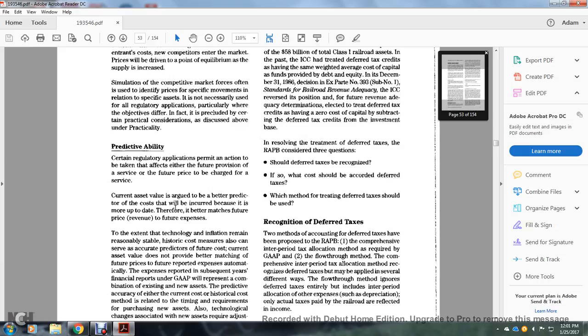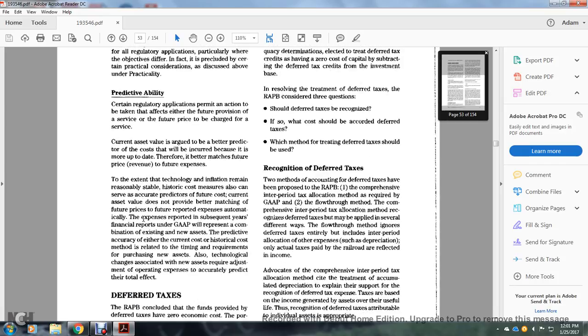Alright, predictive ability. Certain regulatory applications permit action to be taken on the effects of the future provision of the service and the future prices to be charged for the service. Current assets are argued to be a better prediction of the costs to be incurred, and therefore a better measure of the future price, reflecting future expenses.